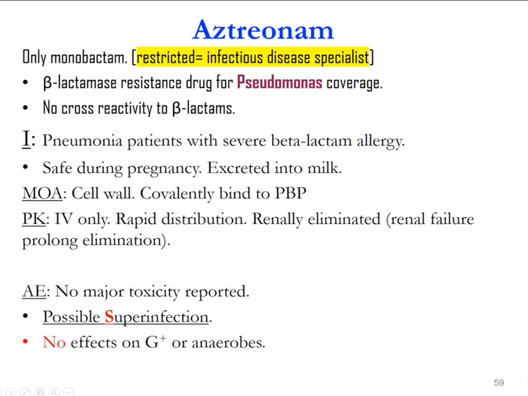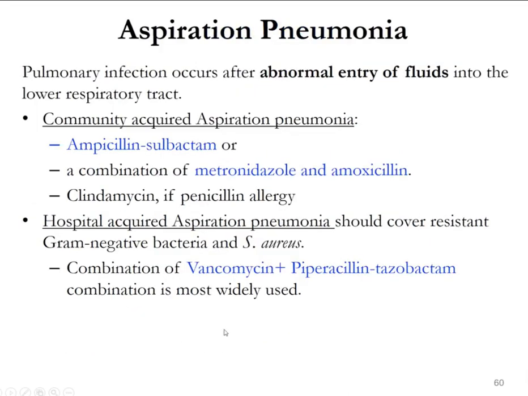See, possible superinfection, because they can chop and kill all the bacteria in your body, so patients can get superinfection. We don't want that. No effect for gram-positive or anaerobes. It will not cover anaerobes. Okay. Aspiration pneumonia. I don't want you to memorize or anything, but just to understand. You may learn in the other physician's lecture, but of course, study this for your board and clinical.